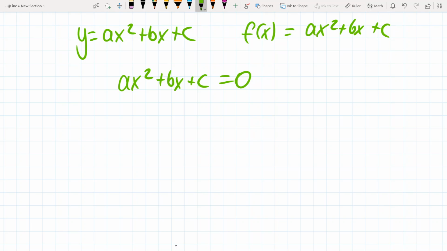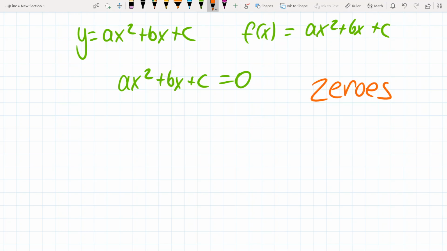So we're trying to solve quadratic equations. We're trying to find the solutions. Another word for the solutions of a quadratic equation is the zeros. And that's pretty easy to remember because you're looking for the values of x that make y 0. So the solutions or the zeros.